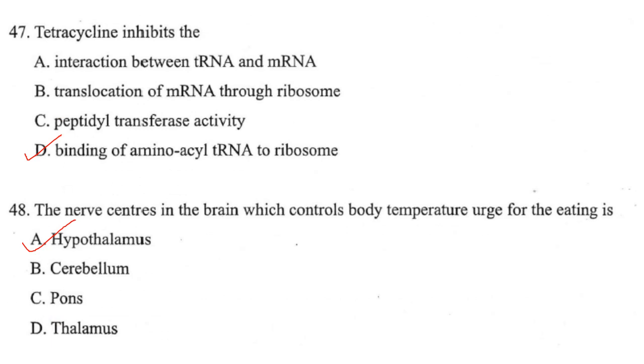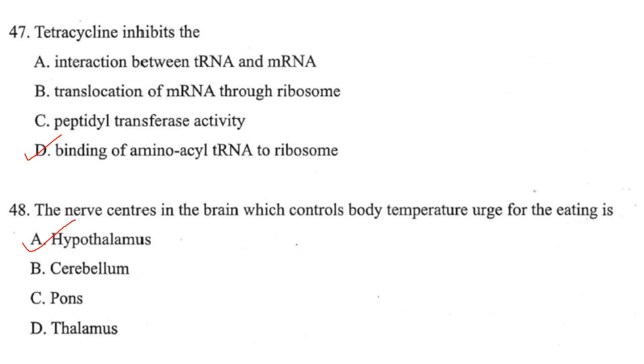Then tetracycline inhibits. So tetracycline specifically inhibits the 30S ribosomal subunit, and thereby it will hinder the binding of the aminoacyl tRNA to the acceptor site on the mRNA ribosome complex. So the answer here is option D, that is binding of aminoacyl tRNA to ribosome.